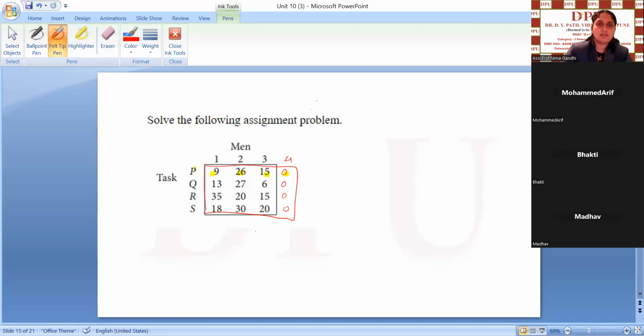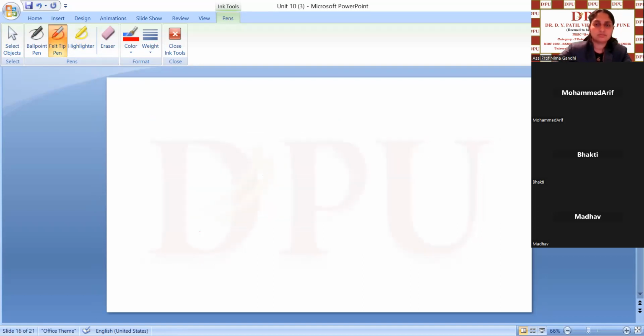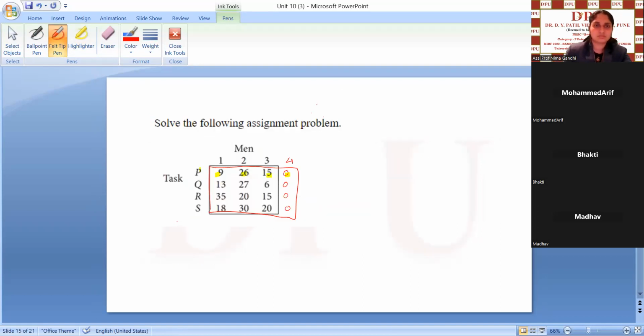So what is the column minimum here? For the first column, the column minimum is 9, right? For the second column, the column minimum is 20. There is no need to write the column minimum, but I'm writing this for your understanding. The third column minimum is 6 and the last is 0. So you are transforming your matrix by subtracting your column minimum from each of the numbers in that particular column. So 9 minus 9 is 0.